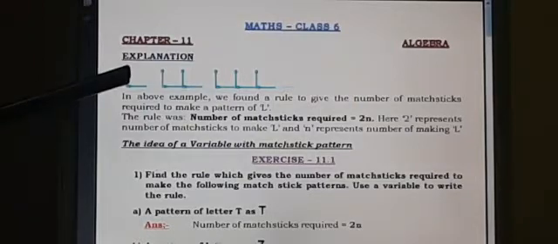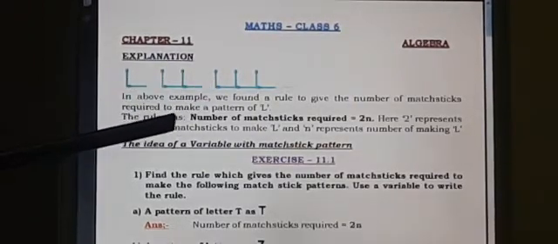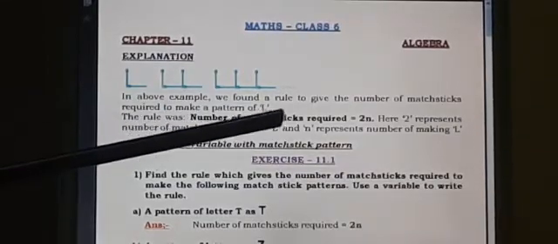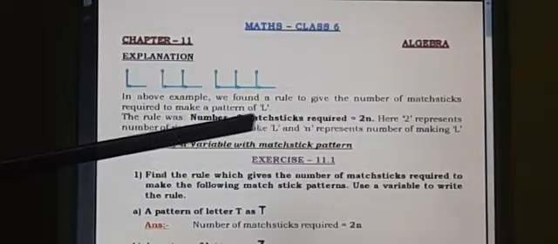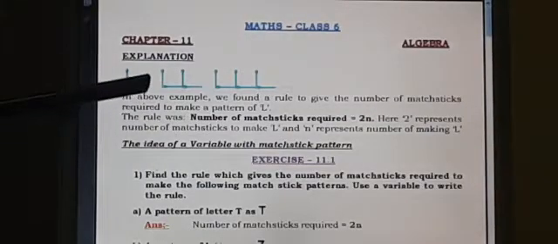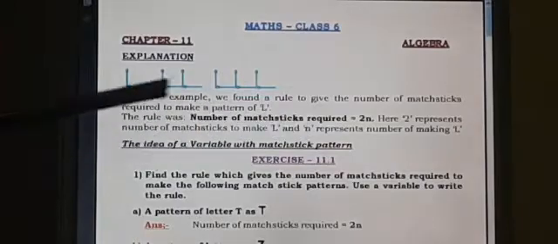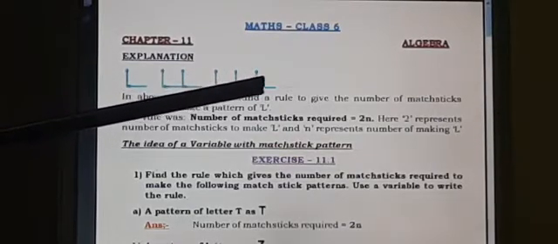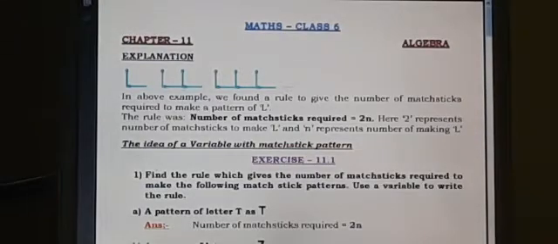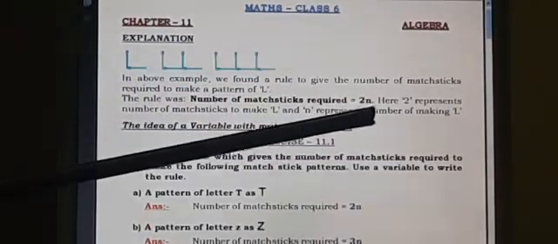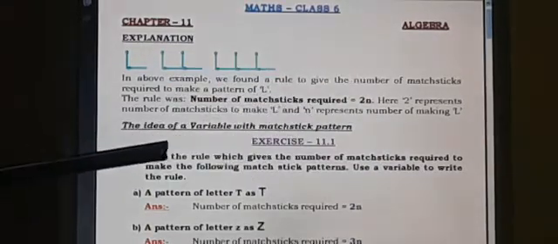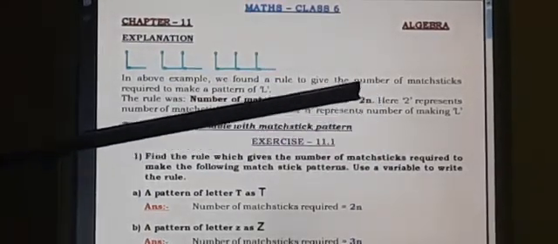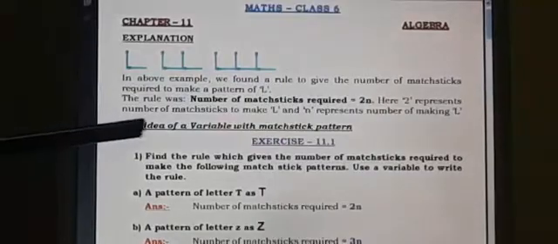With that, how can we write it as algebra? The number of matchsticks required is 2n. That is the idea we get after using the pattern. The 2 mentions the number of matchsticks for making one L. We don't know how many L's we need to make, so for that we can use the alphabet n. So that is 2n. This 2n is the algebraic writing. In algebra, we can write 2n.